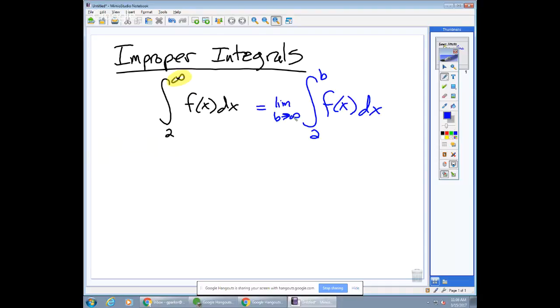And it could be the lower bound, and we're heading to negative infinity. It could be we're going to positive infinity and negative infinity. So it could be we need two dummy variables to pull something like that off.